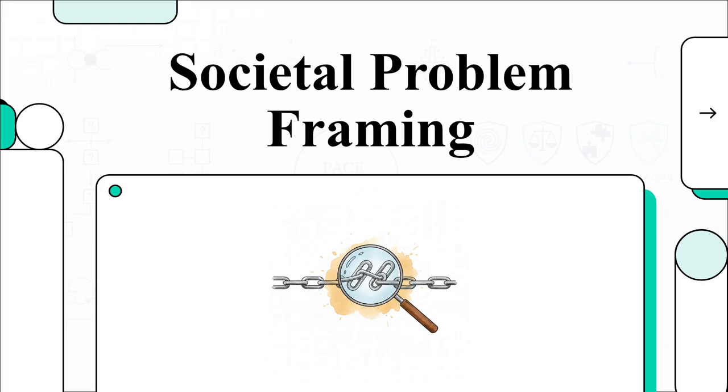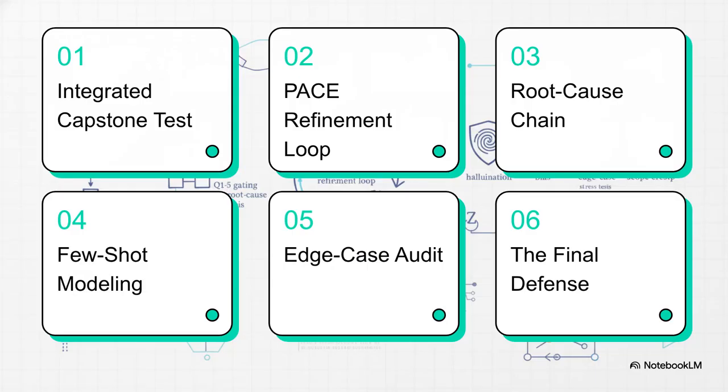Welcome to this explainer. Today we are making a massive pivot in how we handle human-AI interaction. Up until now, we've really focused on discrete AI prompting tricks, those clever little ways to coax out better responses while playing around in a safe sandbox. But today we leave the sandbox. We're shifting gears to treat societal problem framing as a strict, verified engineering pipeline. Because if you want to build a capstone solution that actually matters in the real world, your foundation literally has to be flawless. Okay, let's dive into this agenda.